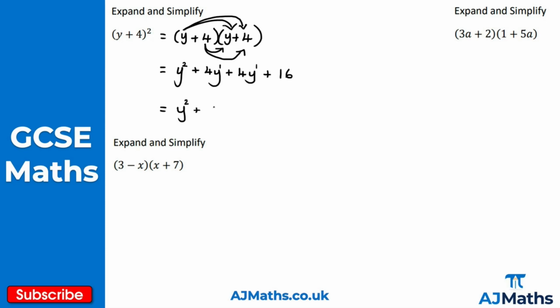So adding those together, that gives me 8y there. Again, you can write the power of 1 if you really want, but it's not necessary. And then finally, we've got the plus 16 here. We can't do anything with that. So your solution there should be y squared plus 8y plus 16.